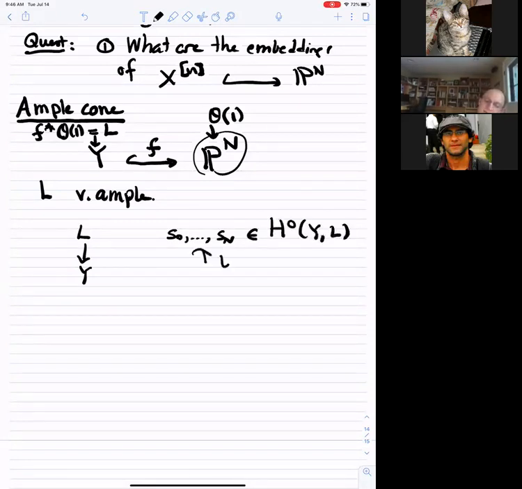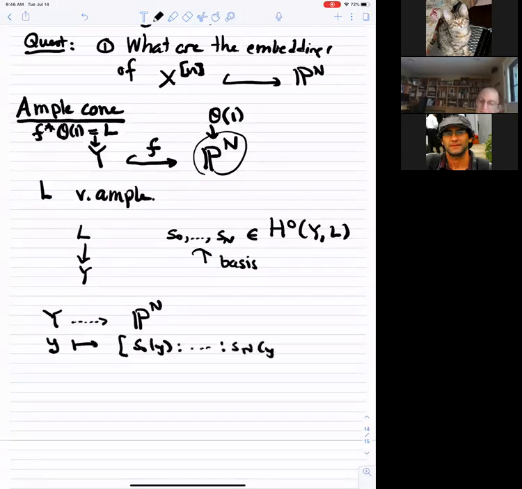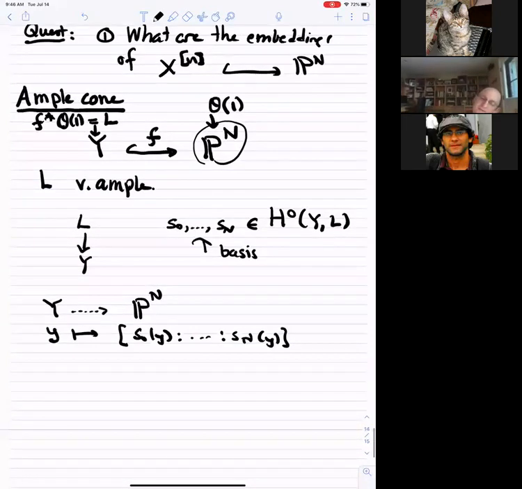So this is a basis. Then you get a map, a priori only a rational map from Y to projective space, right? And what you do is you send the point y in Y to s_0(y), ..., s_n(y). Okay, and this is a morphism if the line bundle L is base point free, then this is a morphism, not just a rational map.